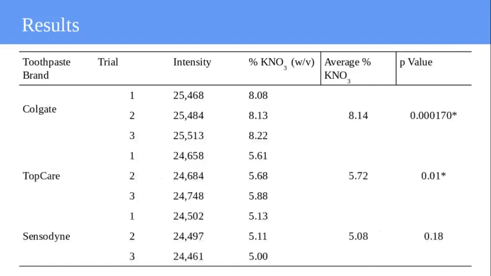Then I averaged the percent of potassium nitrate from each toothpaste and compared it to the label using a 1-sample t-test. When the p-value is less than 0.05, it lets us know that the toothpaste are significantly different. Sensodyne had a p-value of 0.18, which was the only toothpaste greater than 0.05. So it was the only one to match the label, while the others appeared to have significantly higher concentrations.